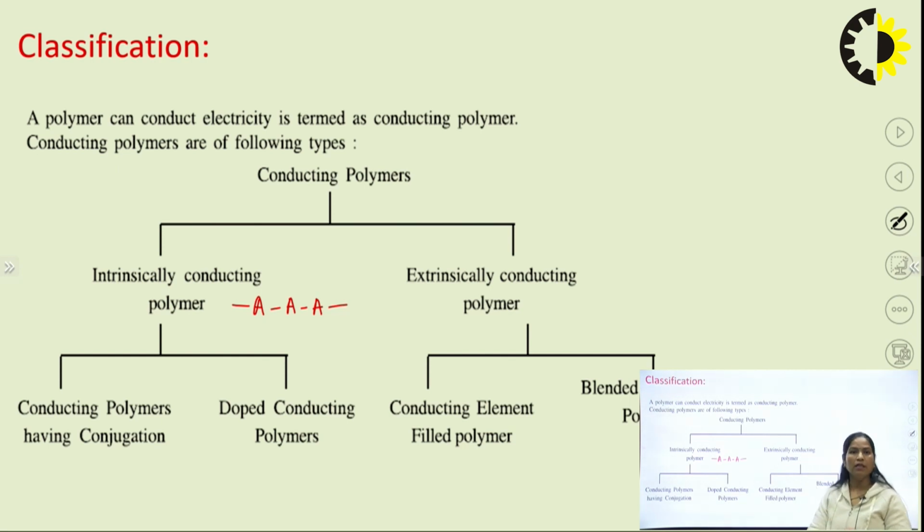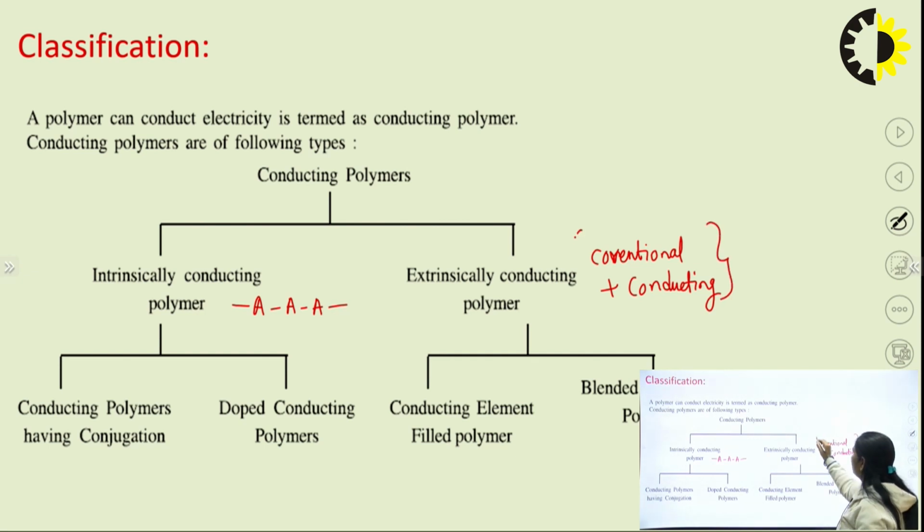While in an extrinsic conducting polymer, some conventional polymer is mixed with some conducting material or some conducting polymer to make it conducting in nature. It means it is not a pure conducting polymer; mixing makes it conducting. So in an intrinsic conducting polymer the whole polymeric chain is conducting, while in an extrinsic conducting polymer a few parts are conducting, but the basic chain is not conducting in nature.